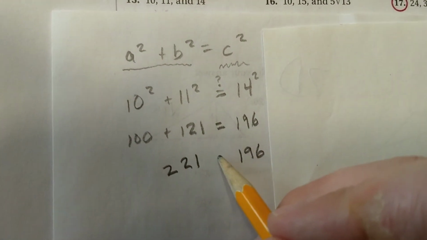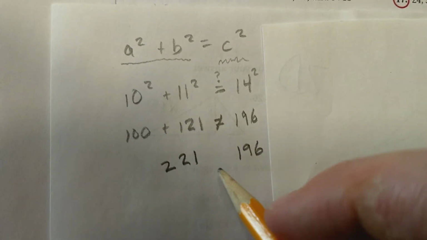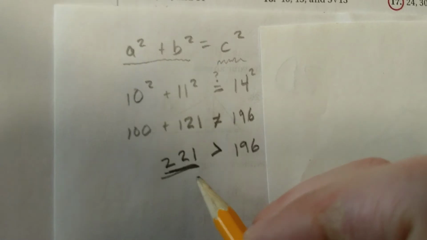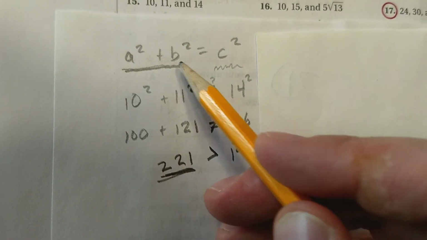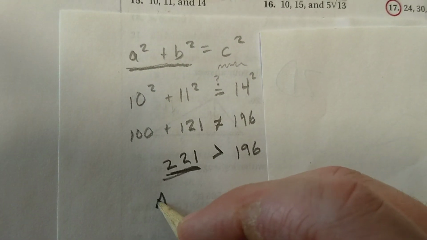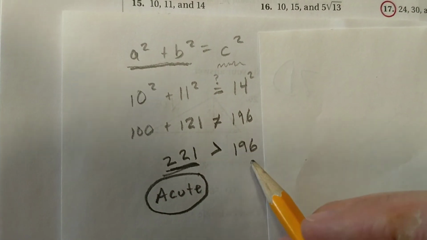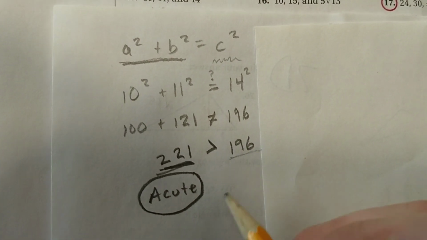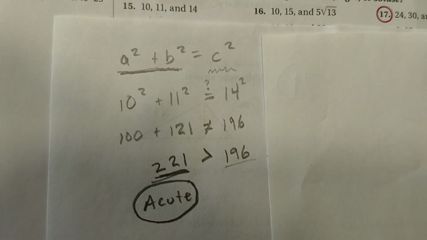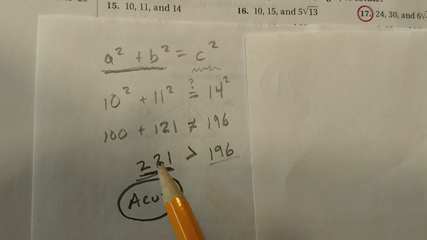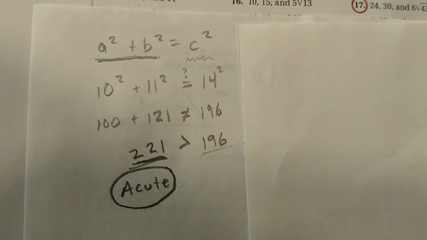I'm not going to write the equal sign down because I know now that that's not true. This side, the 221, is larger. That's the a squared and the b squared together. Therefore, this triangle must be acute. If we would have seen that this side was the larger side, then it would be obtuse, or if it would have been equal, then it would have been right. But in this case, a squared plus b squared being larger means it's an acute triangle.